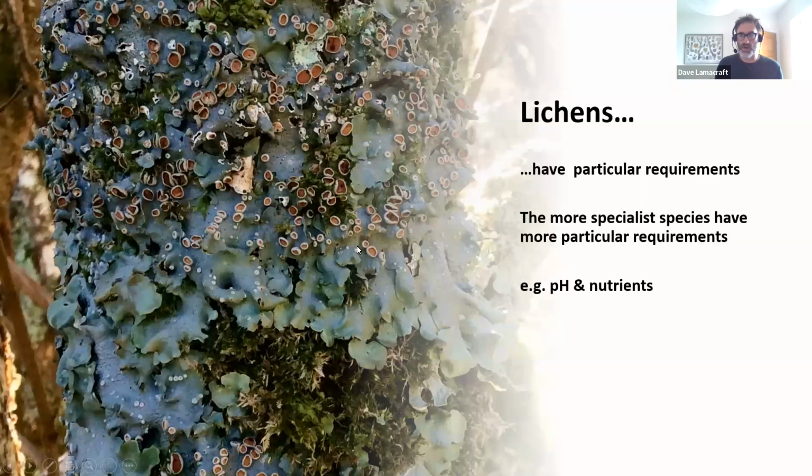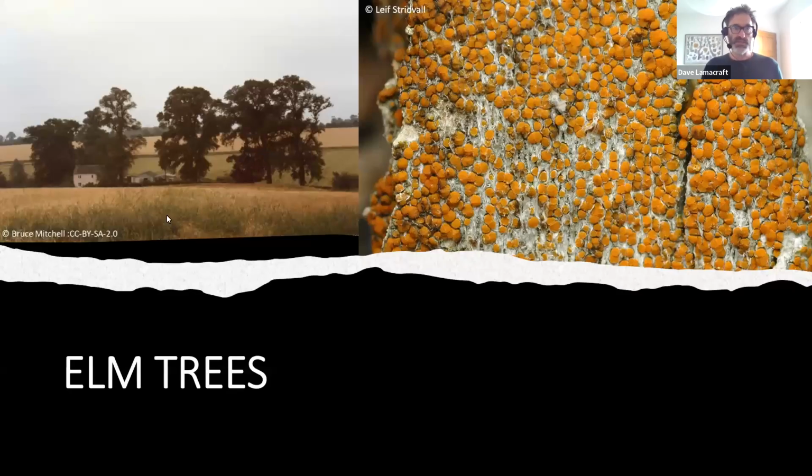So basically lichens have very particular requirements. The more specialist species, the rarer species, have really particular requirements. They're really fussy, and this is often around pH and nutrients. So an intolerance of nutrients basically. So ammonia, for example, ammonia pollution is toxic to some lichen species. So that's a bit of background, which hopefully gives a bit of context around the ash dieback issue.